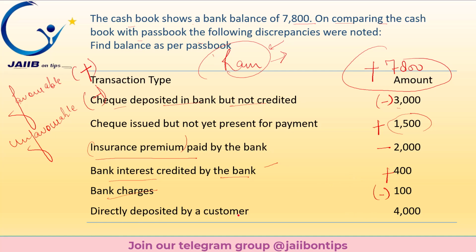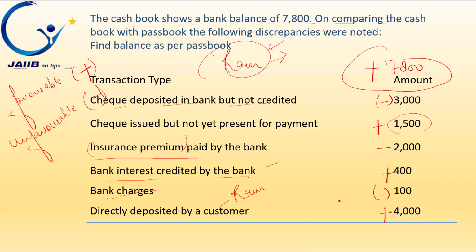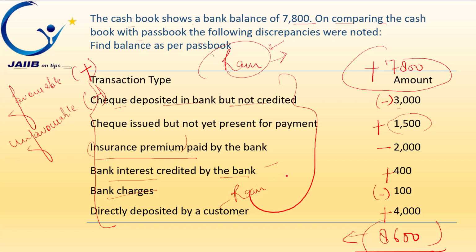Directly deposited by a customer. I got to know that Ram has deposited rupees 4,000 in my bank account. So I will add this money in my cash book, as this amount is present in my passbook, but I have not written this amount in my cash book. So I will write this amount in my cash book. So I will get 8,600 while calculating this. So this amount is present in my passbook and this amount will be present in my cash book if I do these corrections in my cash book, right? So this is the right answer.